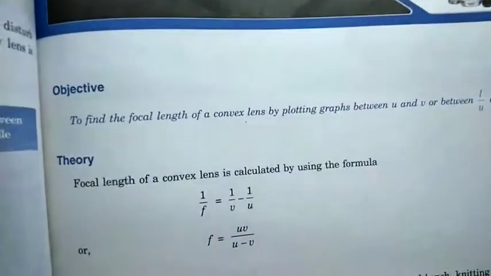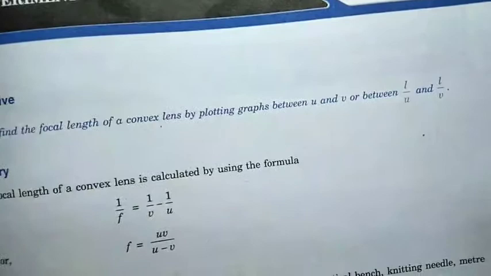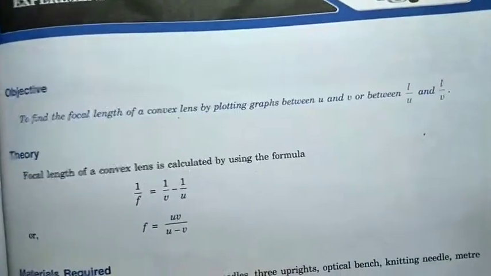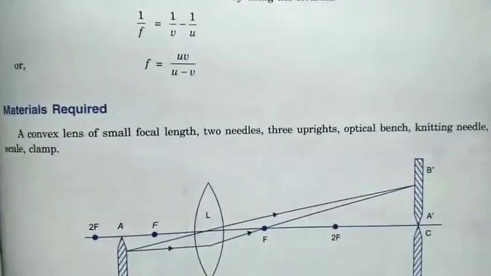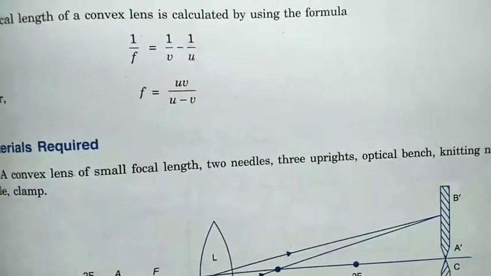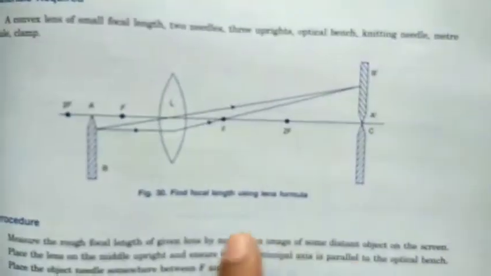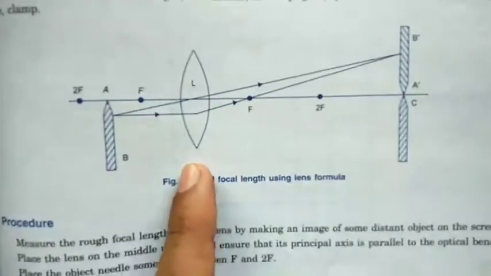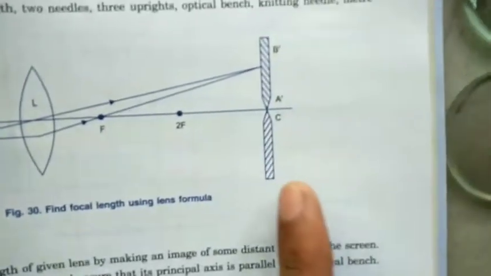So the aim of the experiment is to find the focal length of a convex lens by plotting a graph between u and v. To find it, this is the formula: f is equal to uv divided by u minus v. This is our ray diagram. This is the convex lens, this is the object needle and this is the image needle.